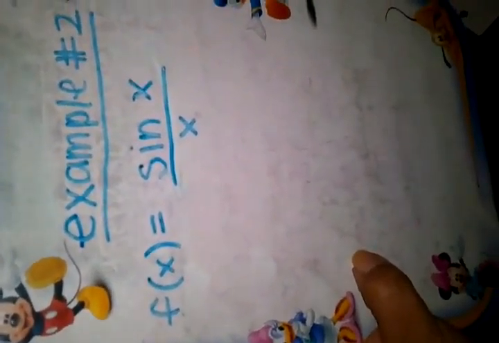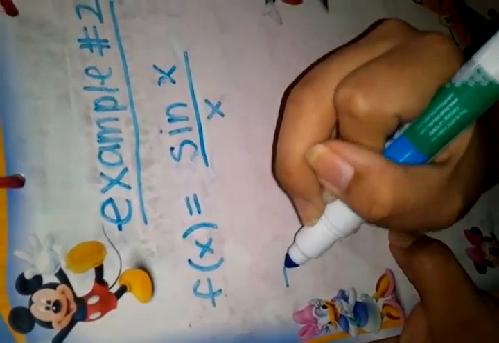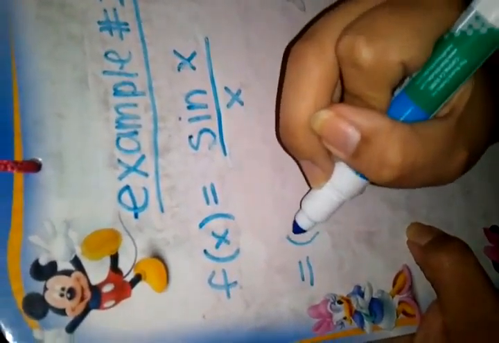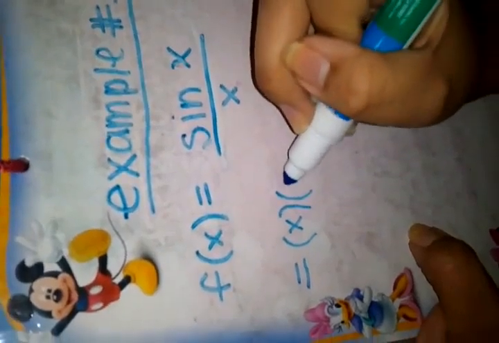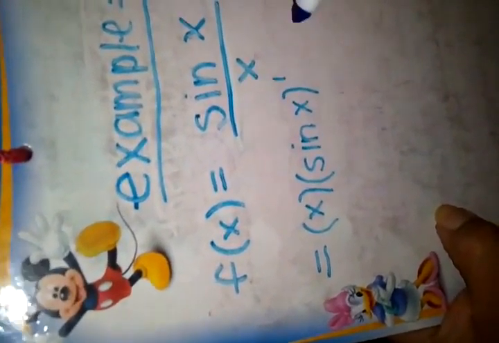Alright, so this is example number 2, and we're going to be taking the derivative of sine of x over x using the quotient rule. And right now Ruby is going to take you step by step working the problem out. Right now she's basically just setting up the problem.